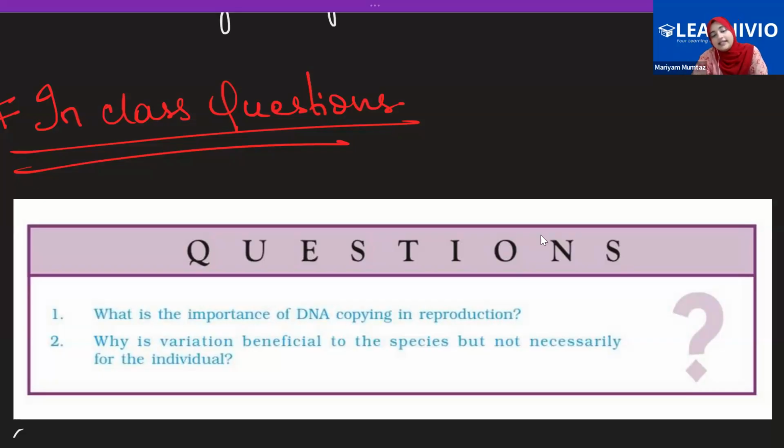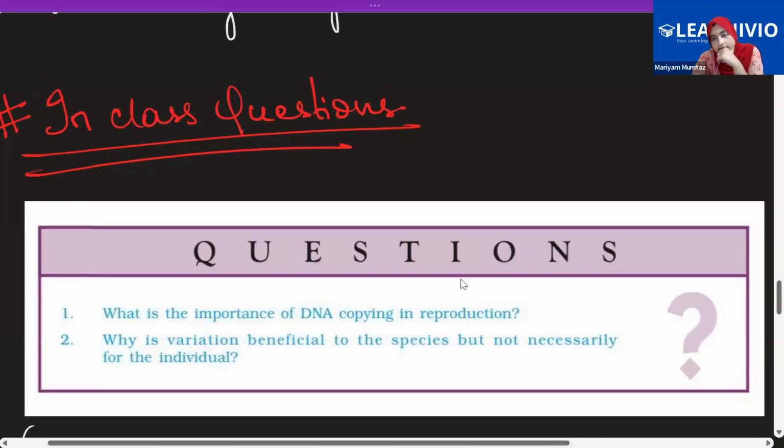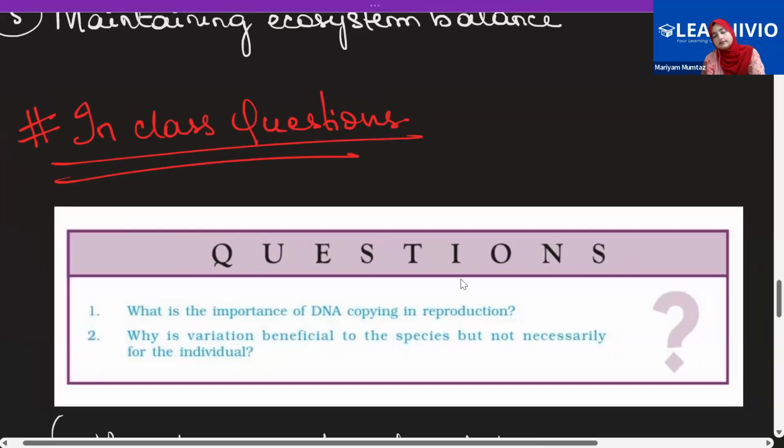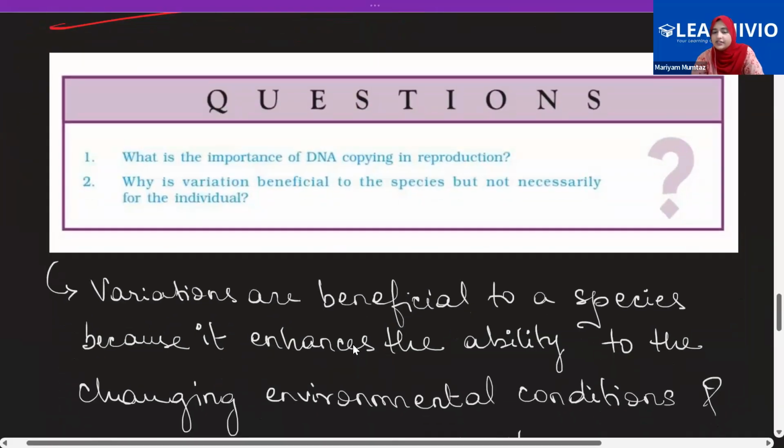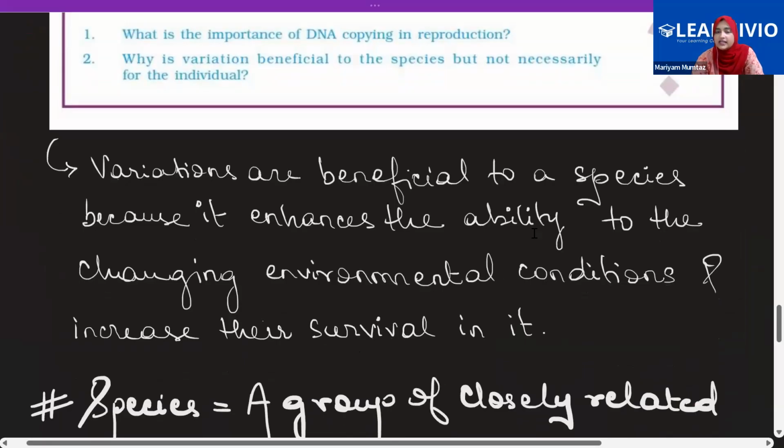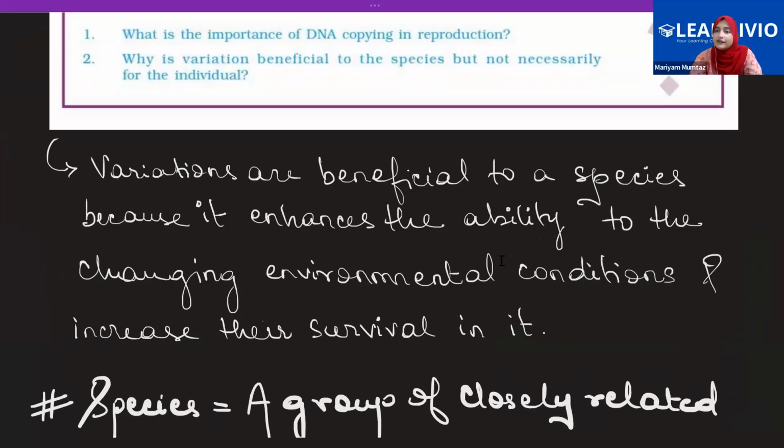And the second question is, why is variation beneficial to the species but not to the individual? Who can answer this? Variation is very beneficial for a group of organisms, but not for one. Why? See, students, variations are beneficial to the species because they enhance the ability to adapt to the changing environment. But this is not the case for the individual. For the individual, it's not always going to be beneficial.